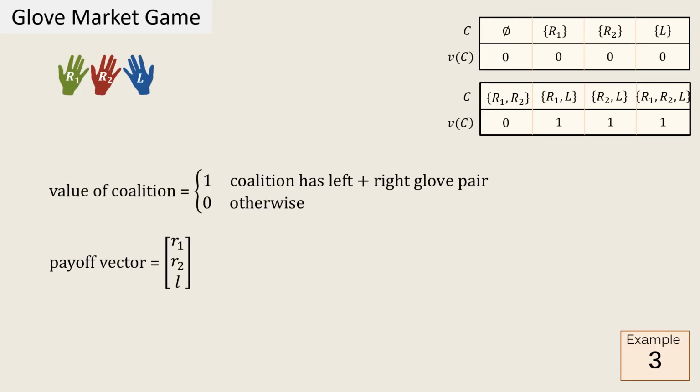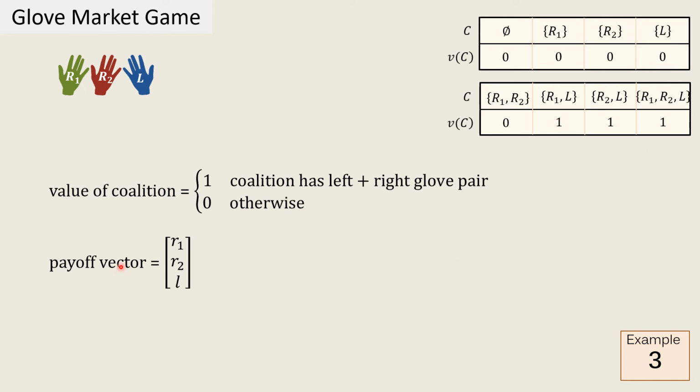Example 3. Now this is the glove market game. These are the agents. There are two right gloves and one left glove, R1, R2, and L. And the value of a coalition equals 1 if the coalition contains one left and one right glove, and 0 otherwise. So I have listed the values of each coalition here. This is the game. These are the different coalitions of gloves, and these are the corresponding values.